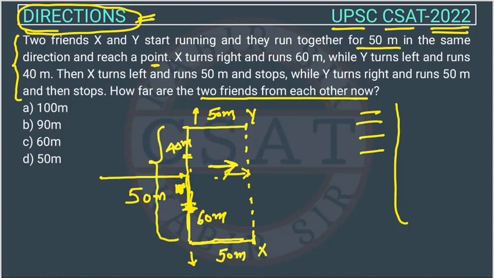So this distance is 60 plus 40, which is equal to 100. So they are 100 meter away from each other. So option A is the answer. See, this is a very easy question. You just have to keep track of right and left properly, then you will get the correct answer.